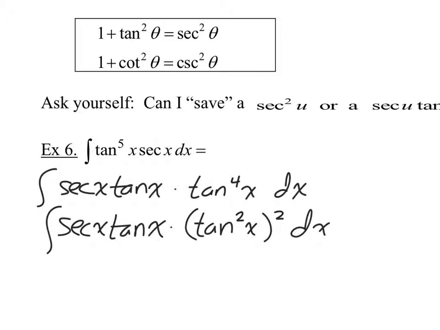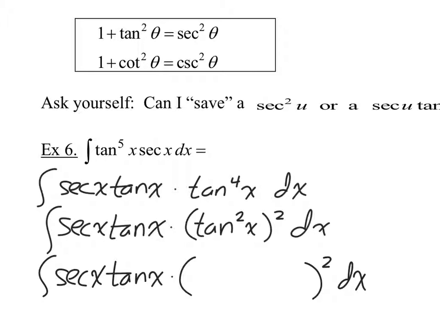All right? And again, these rules come from the Pythagorean identity of sine squared plus cosine squared is equal to 1. If I take sine squared plus cosine squared equals 1 and divide it by cosine squared, I get the first rule, or at least something similar to the first rule. So that's telling me that I can rewrite this as secant x tan x, and instead of tangent squared, I'm going to write secant squared x minus 1.